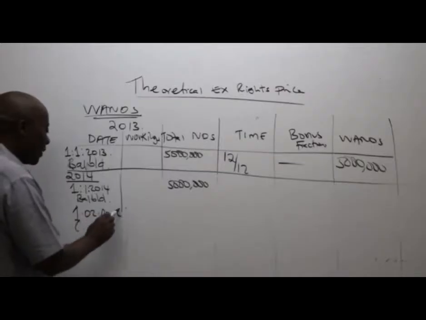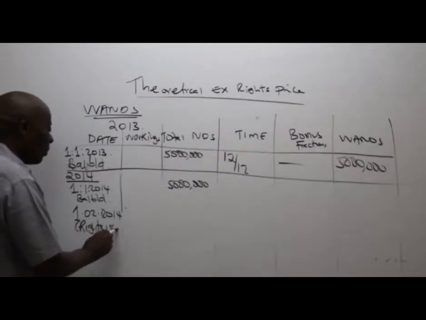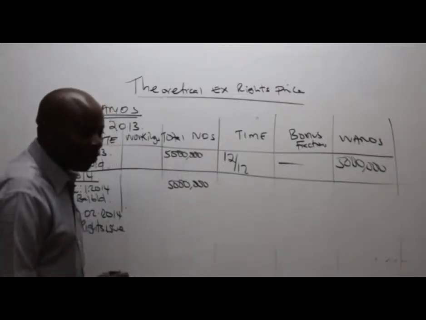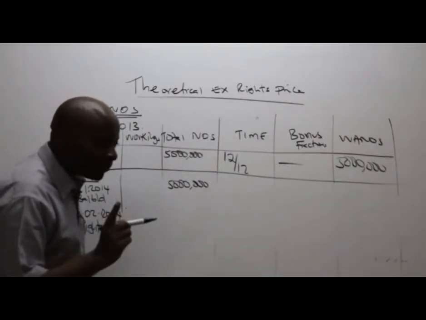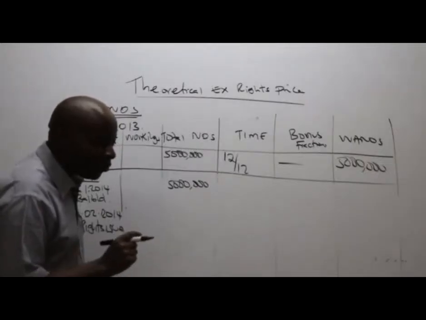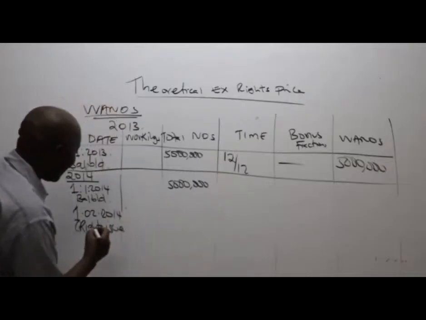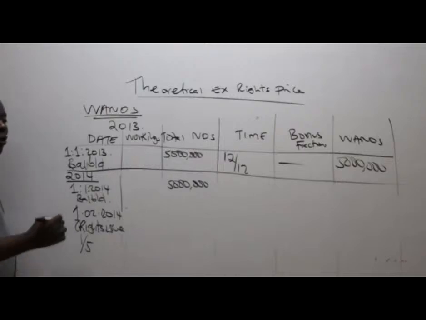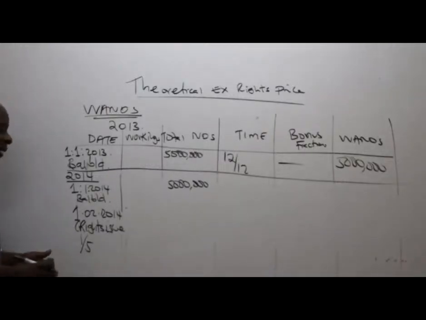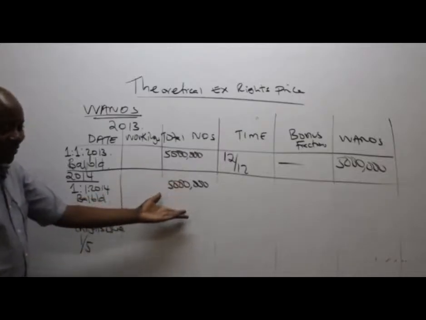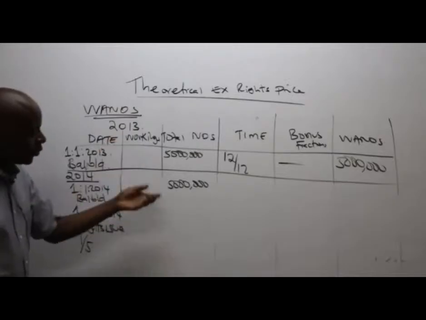We had a rights issue. A rights issue of what fraction? 1:2? Oh yeah, you are misleading me. A rights issue of 1:5, a rights issue of 1/5. So then what will happen? We shall take 1/5 of the number of shares we had outstanding.